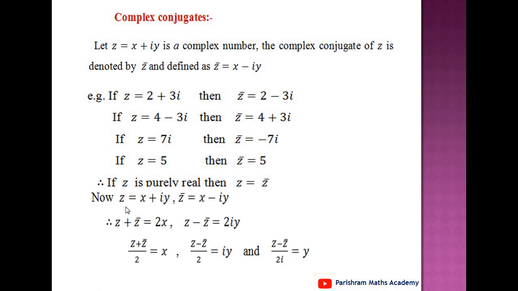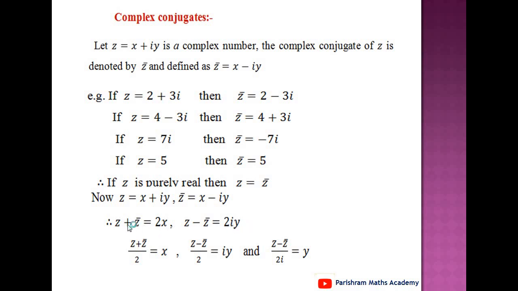Now, z equal to x plus iy, z bar equal to x minus iy, then the addition of z and z bar, that is z plus z bar, equals twice x. Here plus iy and minus iy cancel, so z plus z bar equals twice x. By taking their subtraction, z minus z bar, the plus x and minus x cancel, we get 2iy. It means z minus z bar equals 2iy.